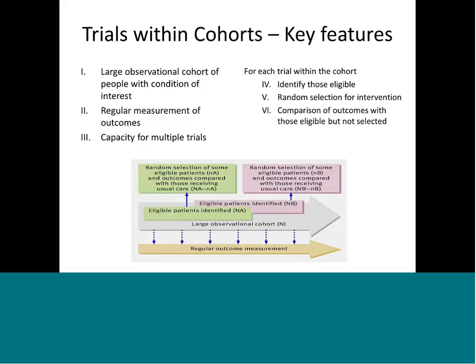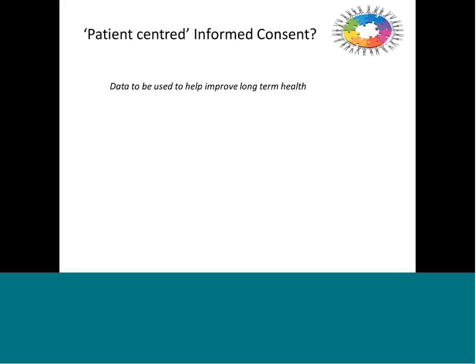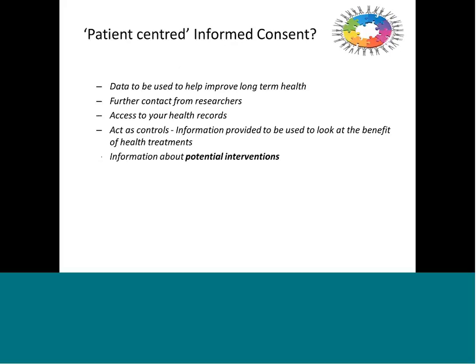So, going back to the key features of the trials within cohorts design, let's go back to that interesting key feature, key feature 7, patient-centered informed consent. So, what do we mean? Well, when patients are approached to take part in trials, a lot of different types of information is provided, all in one fell swoop. So, can we use your data to improve long-term health of the population? Can we contact you again? Can we look at your health records? Do you give consent to act as a control? We give you information about potential interventions, and we also tell people that their selection to the intervention or control depends on chance, random selection.